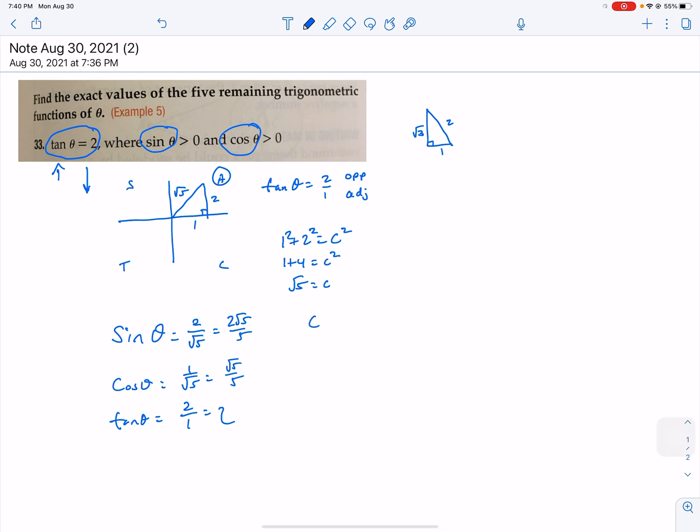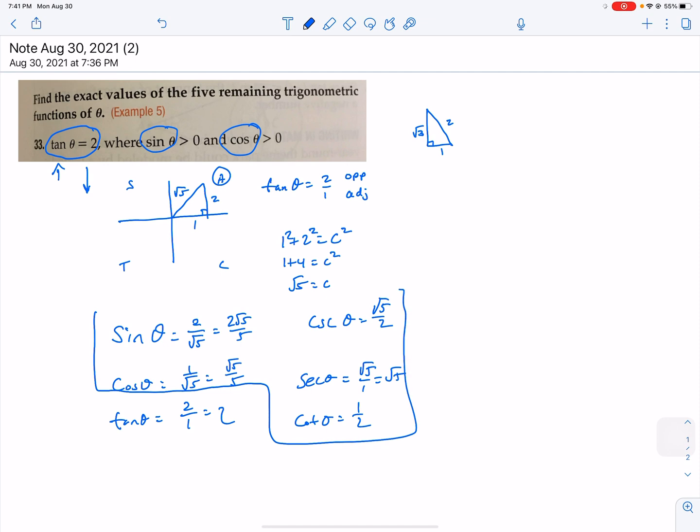Perfect. Cosecant, which is a reciprocal identity, is hypotenuse over opposite, and we don't need to change that one because the square root is on top. Secant theta is square root of 5 over 1, or just square root of 5. And cotangent of theta is 1 over 2. So those are the six. The main goal is to first be able to draw a triangle. Once we have our triangle, we know all the sides, so we can complete the trig ratios.